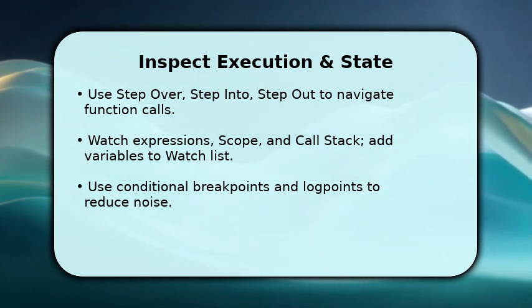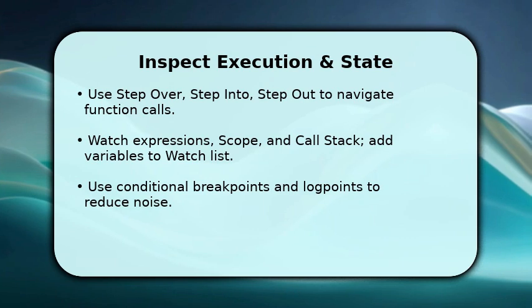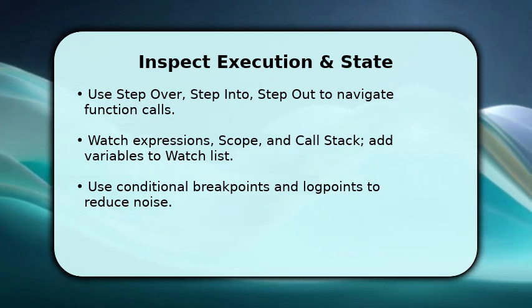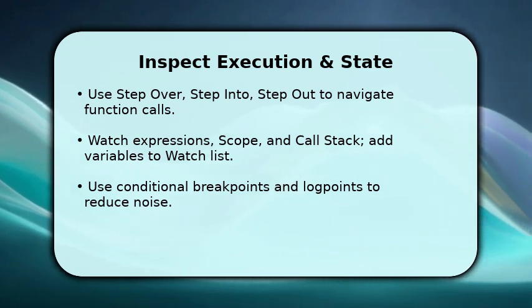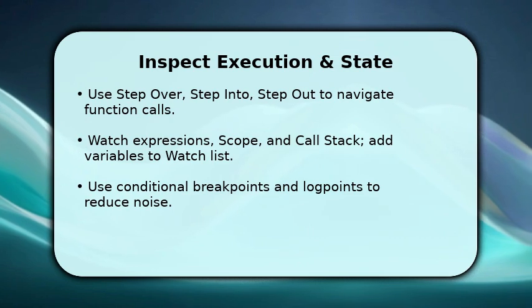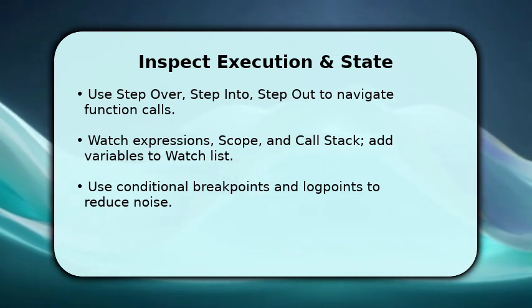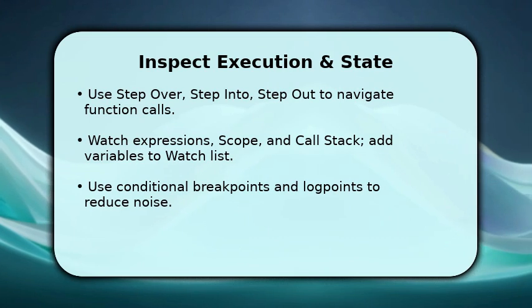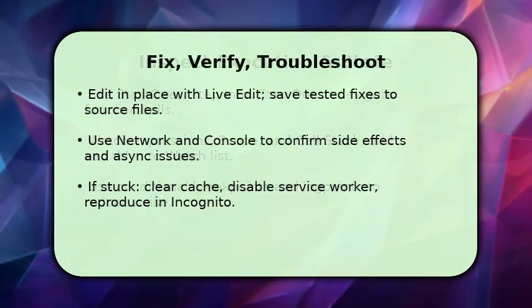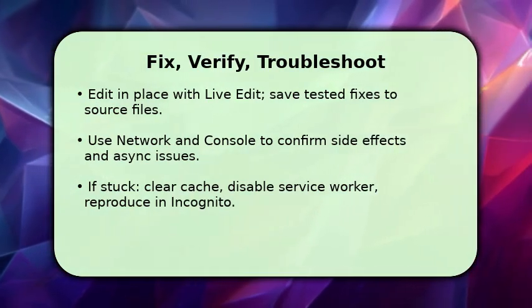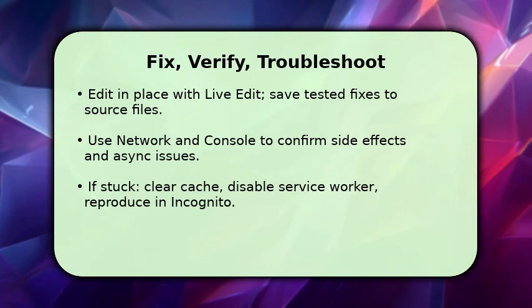watch for live updates. If a loop fires too fast, set conditional breakpoints or use log points to record values without pausing. Doing this narrows down root causes faster because you inspect actual runtime state instead of inferring behavior from static code. After identifying the faulty logic, make a quick live edit in sources to test a fix, then rerun the scenario to verify results.